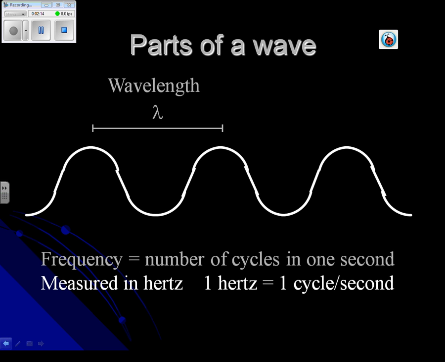So I want you to write down wavelength. It is lambda, and it is measured in length measurements, so measured in meters or nanometers. When we're talking about light, it's usually going to be nanometers.